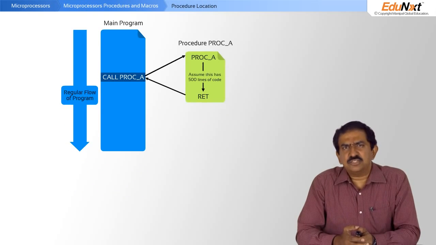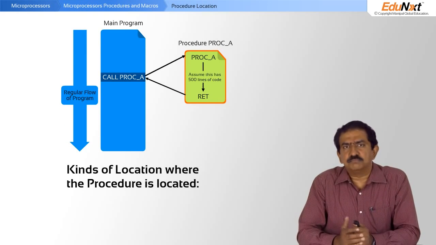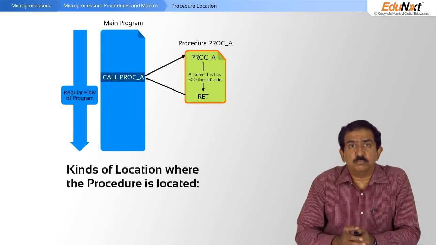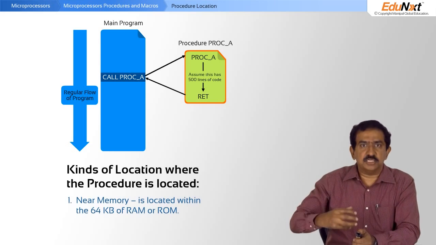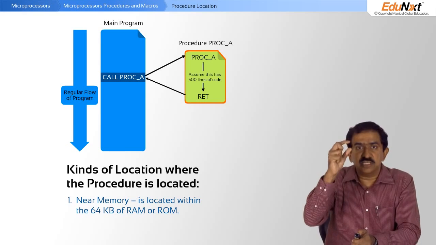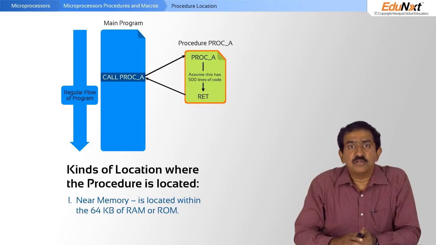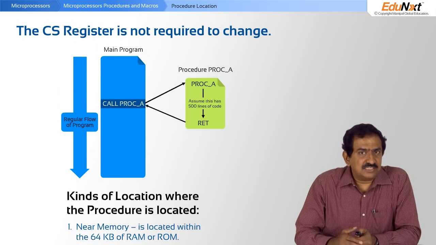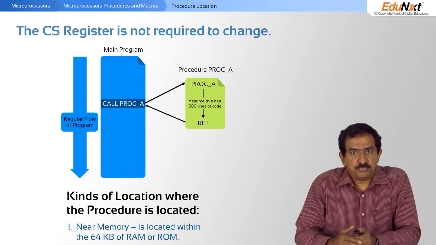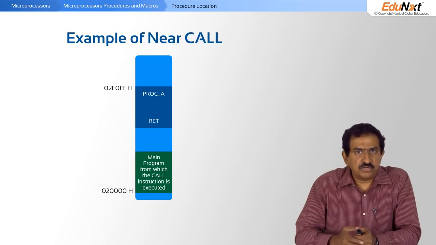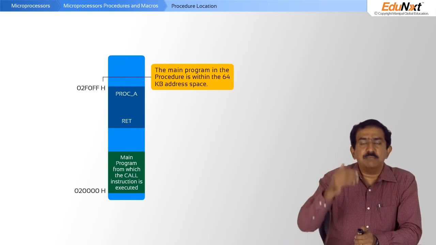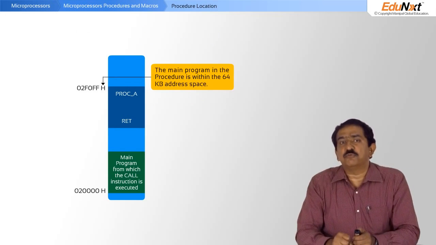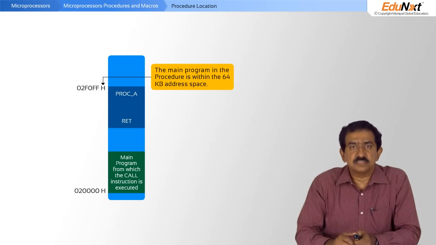There are two kinds of locations where the procedure could be located. One is what is called the near memory, which is within the same 64 kilobyte of RAM or ROM. In this case, the CS register does not have to change. For example, this is an example of a near call. The main program and the procedure are within the same 64 kilobytes address space.